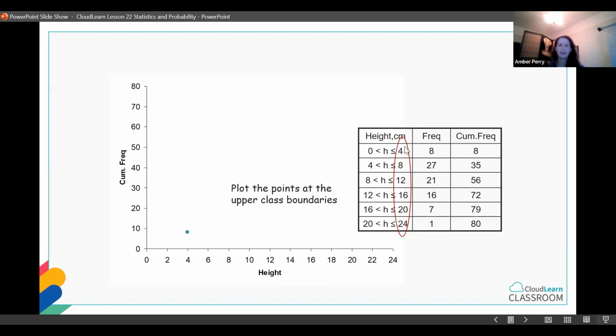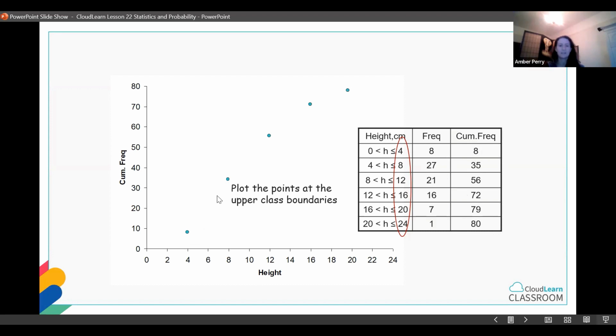So you go to the highest number, 4, and then you plot that against the cumulative frequency, 8. And then you go to the next highest number, which is 8, and you plot that against the cumulative frequency, which is 35, and so on. So you're always plotting this upper class boundary against the cumulative frequency, and it should always go up. Your graph should always go up a little bit.